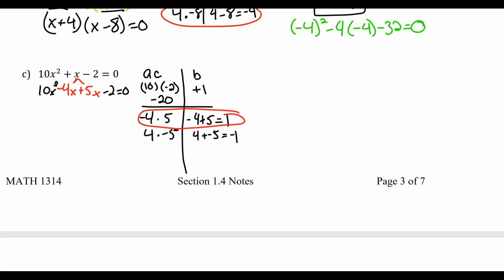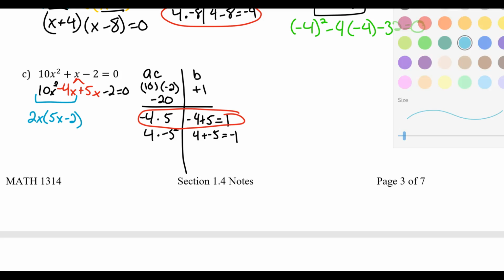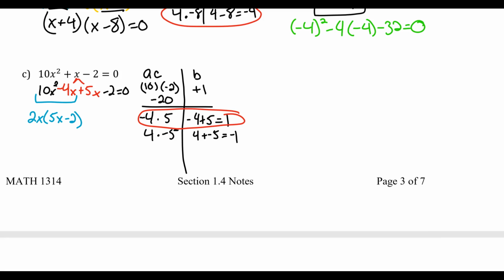Now I'm going to look at the first two terms. 10x squared minus 4x. And I can take out a 2x, leaving me with a 5x minus 2. The second set of terms, remember I take this plus. There's nothing common, so remember what I told you in the factoring video, we always take a 1, leaving me with a 5x minus 2, and that's going to equal 0.